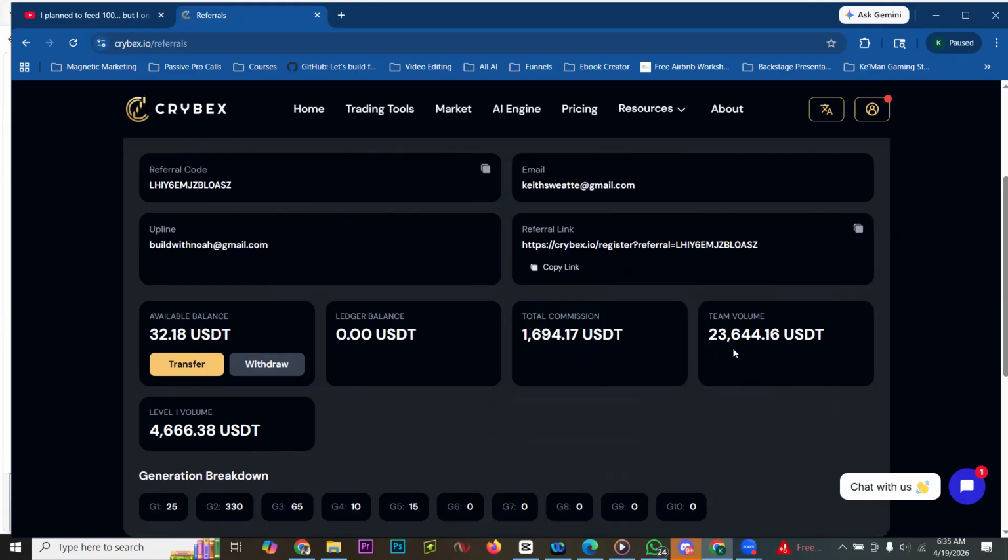This is the team volume. Team volume is everybody that you send your referral link to, and when they send their referral link out, and they send theirs out, and all of that, that's the team volume. So as a whole, everybody in my organization has deposited $23,644.16 at this moment, right? My level one is only the people that I personally referred. They have deposited $4,666.38, right? So that is that portion.